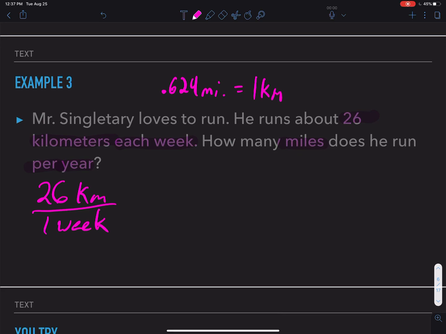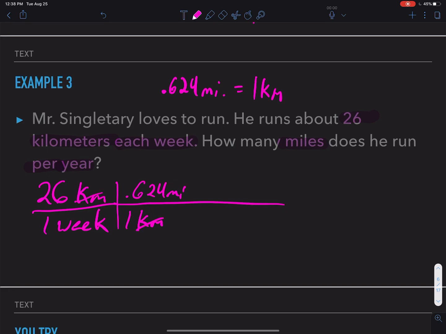That is an example of a unit conversion that you would be given, so you would not need to memorize that one. Okay, so let's get rid of kilometers first. So 26 kilometers is on the top. So I need to put the 1 kilometer on the bottom and the 0.624 miles on the top.